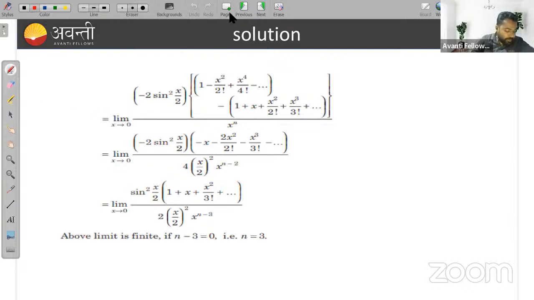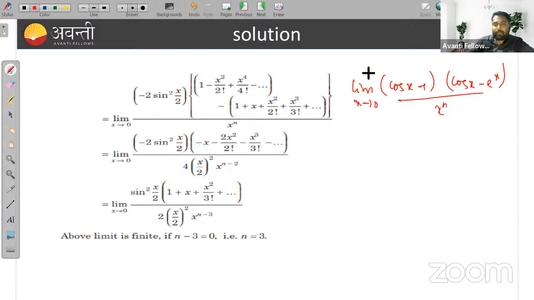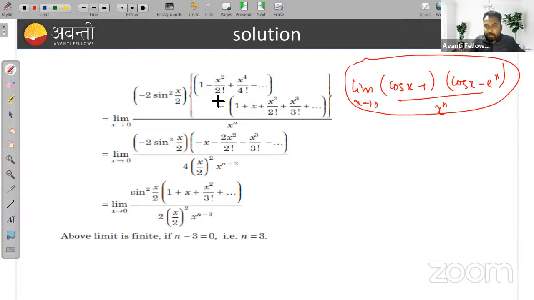See, your solution is like this. We know what is given in the question: the limit extending to 0 of (cos x minus 1) into (cos x minus e raised to x) whole divided by x raised to n. So this is your question, and I suggested to you to use the series expansion of cos x and e raised to x, right? So we know cos x minus 1, so 1 minus cos x is actually what?